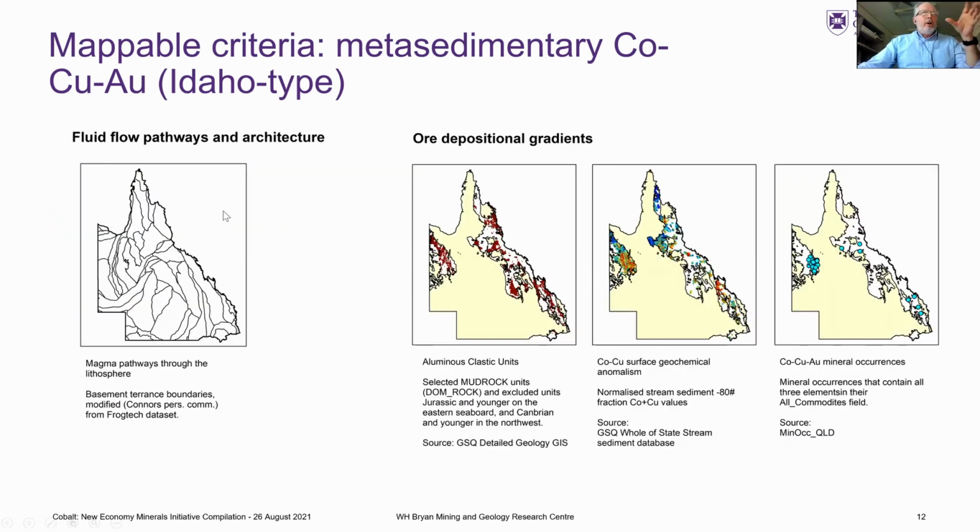And then we've also looked at the fluid flow pathways and those ore depositional gradients as well. And Rick spent a bit of time talking about mineral occurrences, and we've certainly used them pretty extensively in this study. I mean, really, mineral occurrences are almost the most reliable geochemistry to a certain extent. So they should not be overlooked.